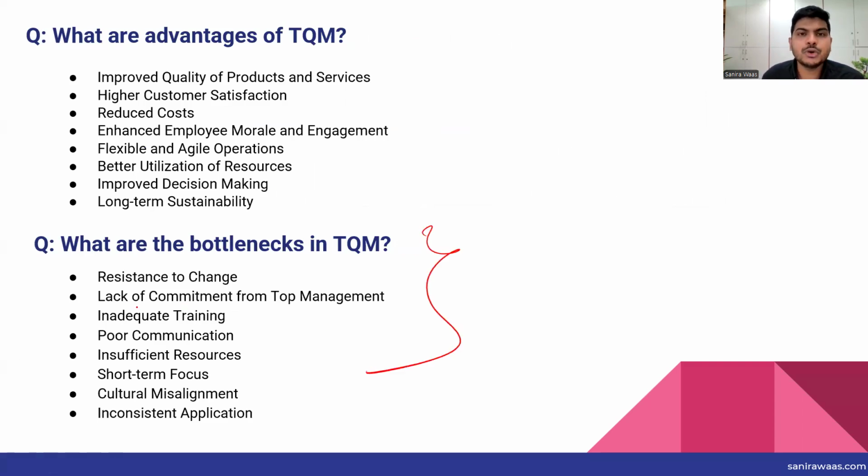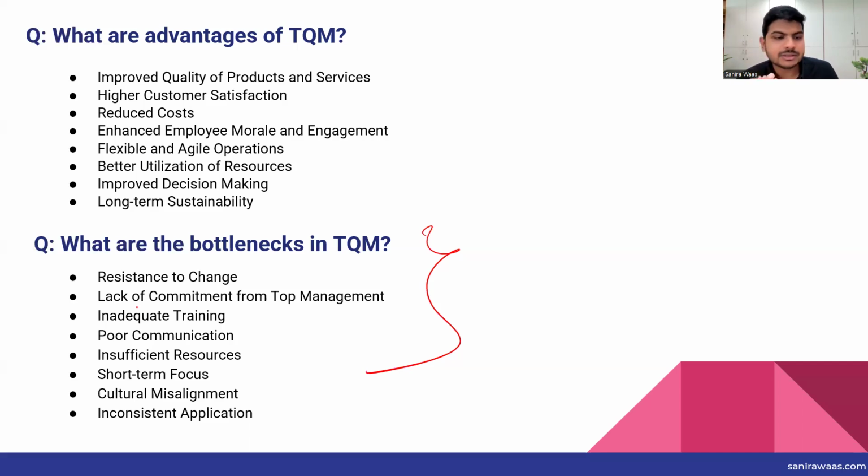When you do TQM, one of the main problems is the lack of commitment from top management. As I mentioned, quality is not something that should exist only on the production line. It should be there across the business. So top management should support this entire initiative. Then resistance to change, people find it hard to change. When you implement something, they might feel, is it really important? Those kinds of problems will happen.